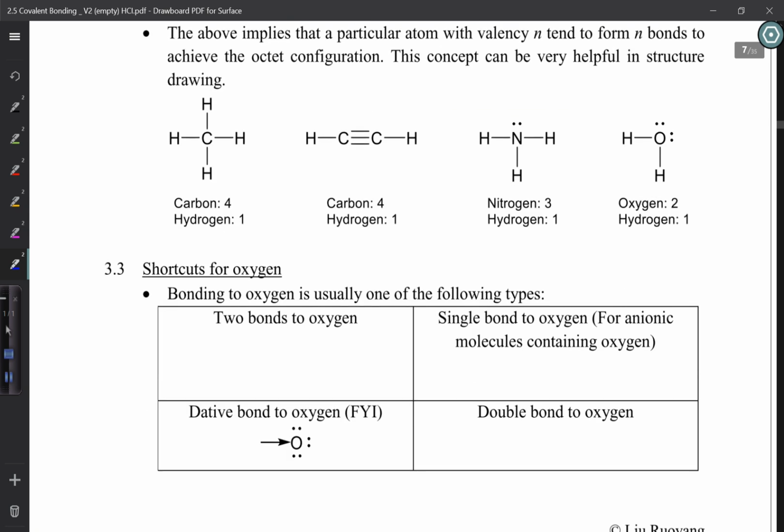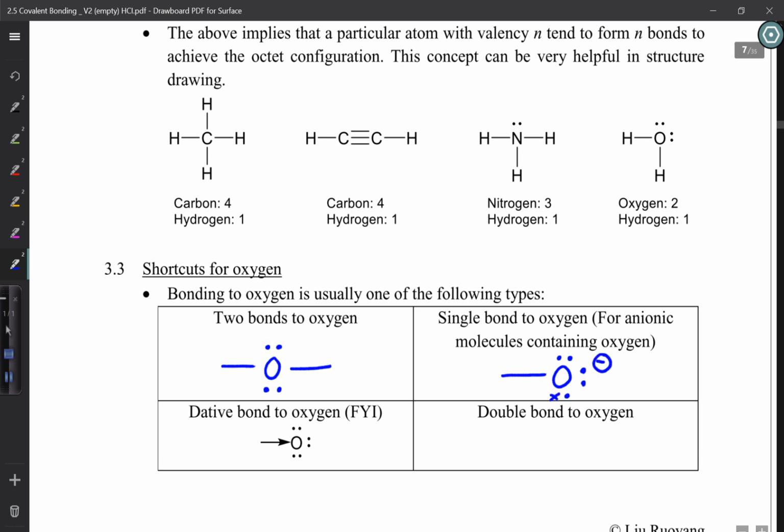Alright? And there are some shortcuts for oxygen. So for oxygen, there can only be 4 circumstances. One of them is this oxygen is joined via 2 bonds on either end to form this kind of configuration. That's the first possibility. The second possibility is that if let's say it's an oxo ion, this will be its structure.